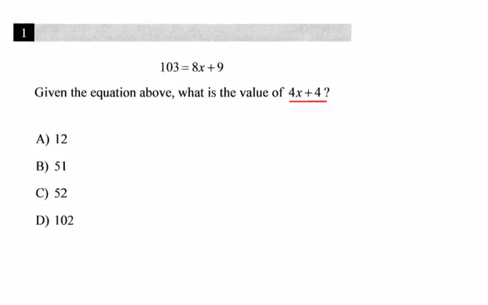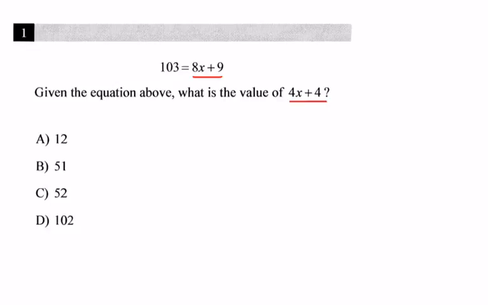All right, so let us look at some questions together. This is the section 3 no calculator section. So here we have 103 equals 8x plus 9 is given. And as you can see, 4x plus 4 is what we're looking for. Then what is the relationship?